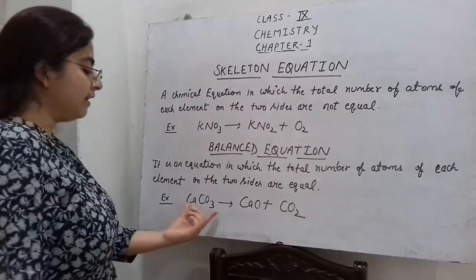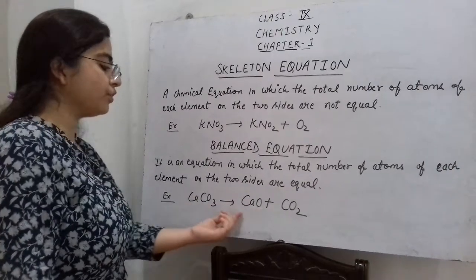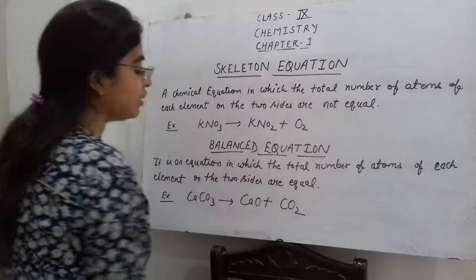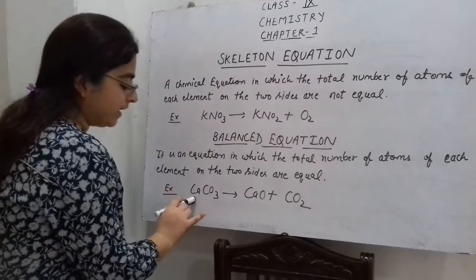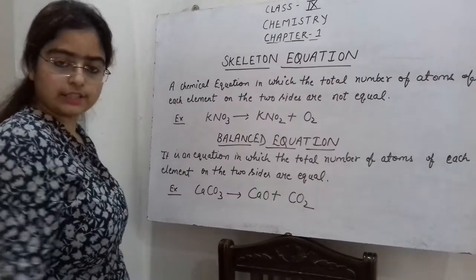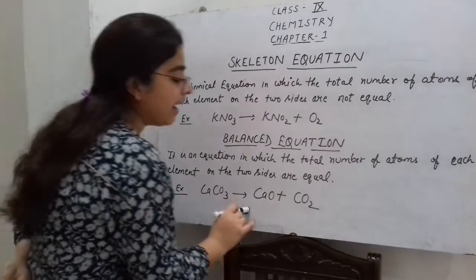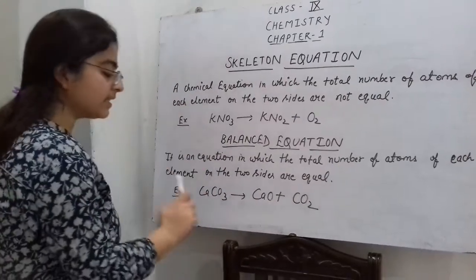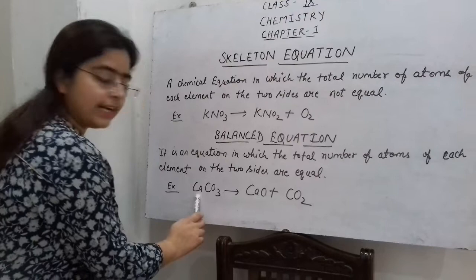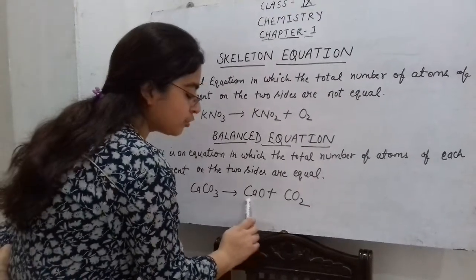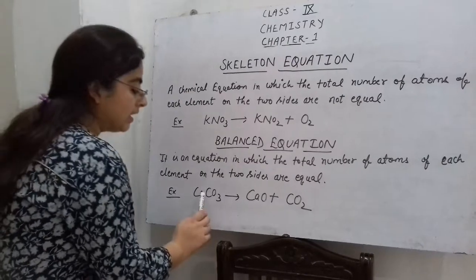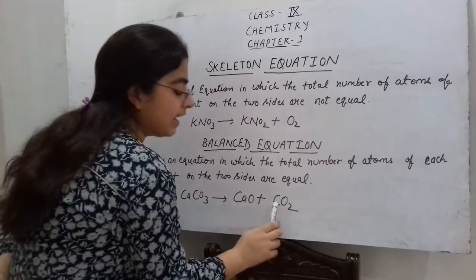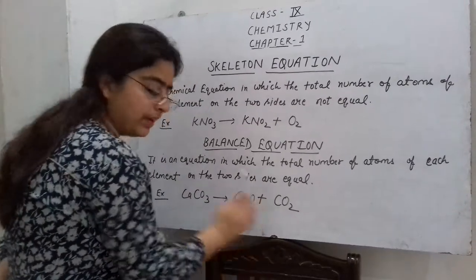Next, let's take an example. Here calcium carbonate decomposes to give out calcium oxide and carbon dioxide. Now in this equation you can see that the number of atoms of calcium, carbon and oxygen in the reactant side are equal to their atoms in the product side. Means in the reactant side also one atom of calcium is there, in the product side also only one atom is there. Same way the atom of carbon in the reactant side is also one, and the atom of carbon in the product side is also one.